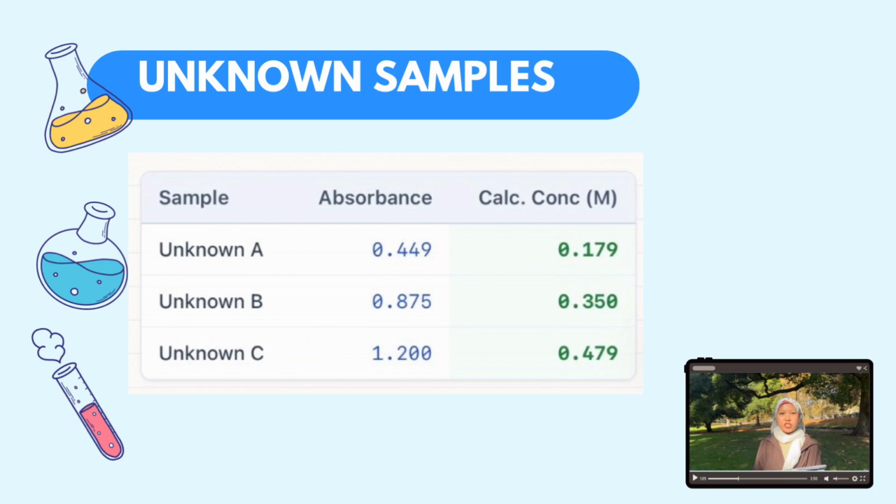Using the calibration curve equation, the concentration of the unknown sample was calculated. Unknown A was determined to be 0.18 mole per liter. Unknown B was calculated at 0.352 mole per liter. Lastly, unknown C was found to be 0.48 mole per liter. This concentration was obtained by substituting the absorbance value into the calibration equation.